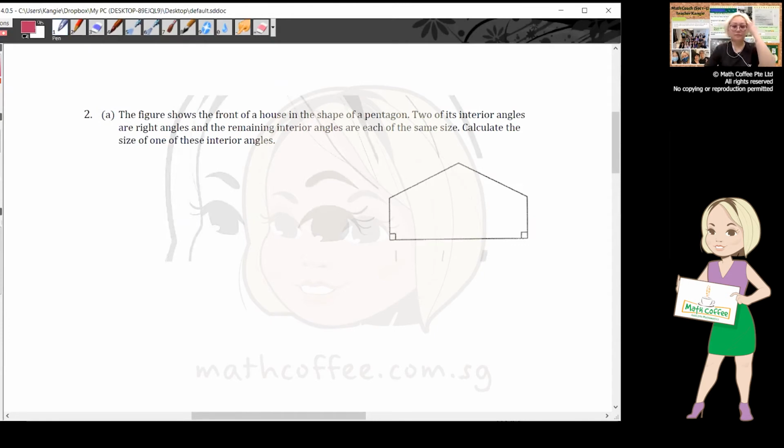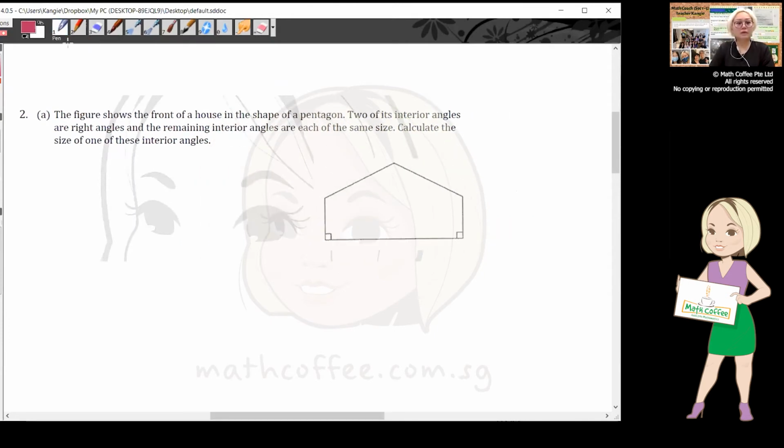Okay, this one. The figure shows the front of a house in the shape of a pentagon. 2 of its interior angles are right angles, and the remaining interior angles are each of the same size. So every time you see interior angles of the same size, what you need to do is go and label this, I let it be x. I let this be x. I also let this be x.